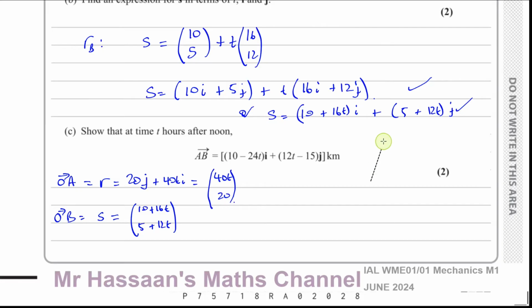So suppose this is O, and this is A, and this is B. So we have O to A, which is our vector R, and we have O to B, which is our vector S, and we want to find the vector from A to B. It takes us from A to B, which is this vector over here, which is what we're trying to find.